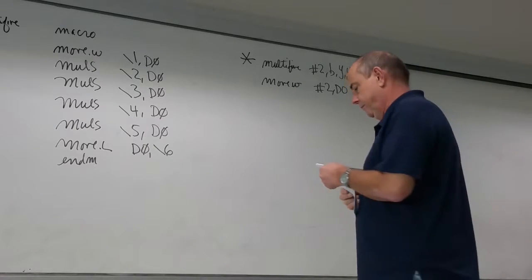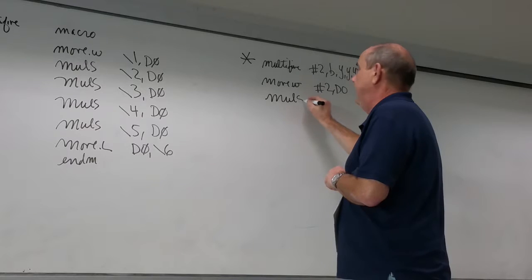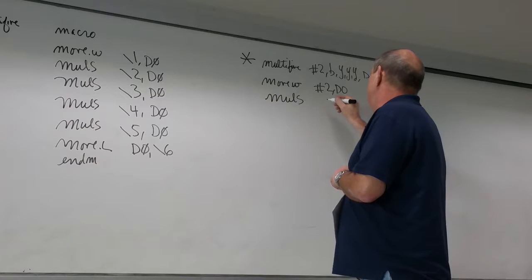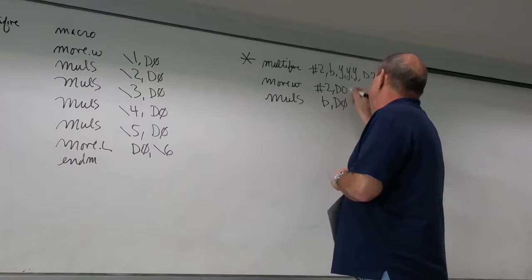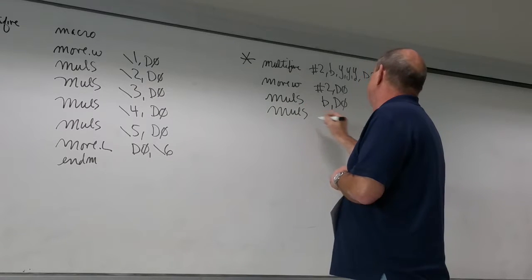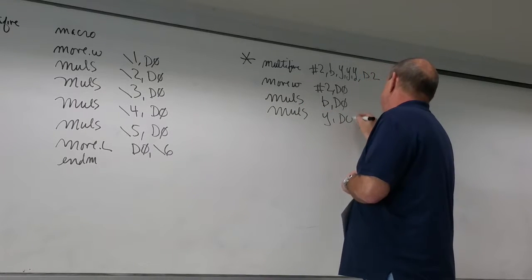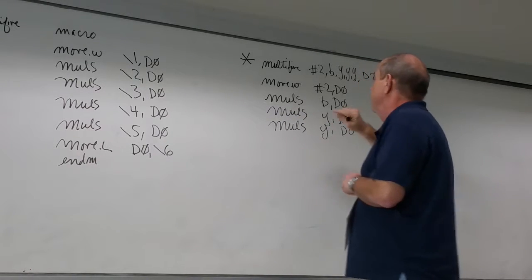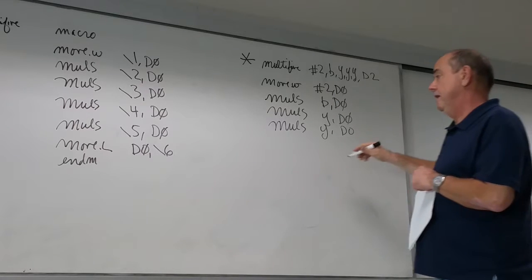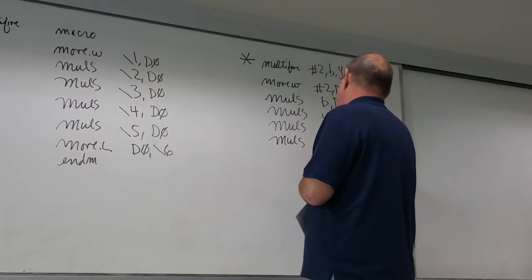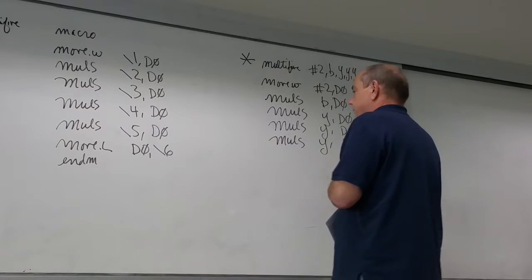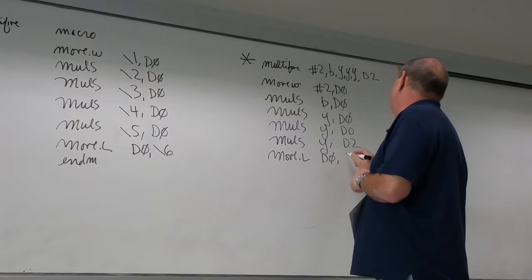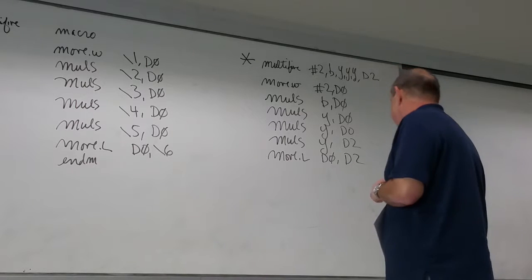Okay, the next one. MULS. So we have 2, 3, 4, 5 here, all with MULS. So 2 is B, D0. MULS Y, D0. MULS Y, D0. So we've got 1, 2, 3, 4, and I need 5. MULS Y, D0, move.L D0, D2.